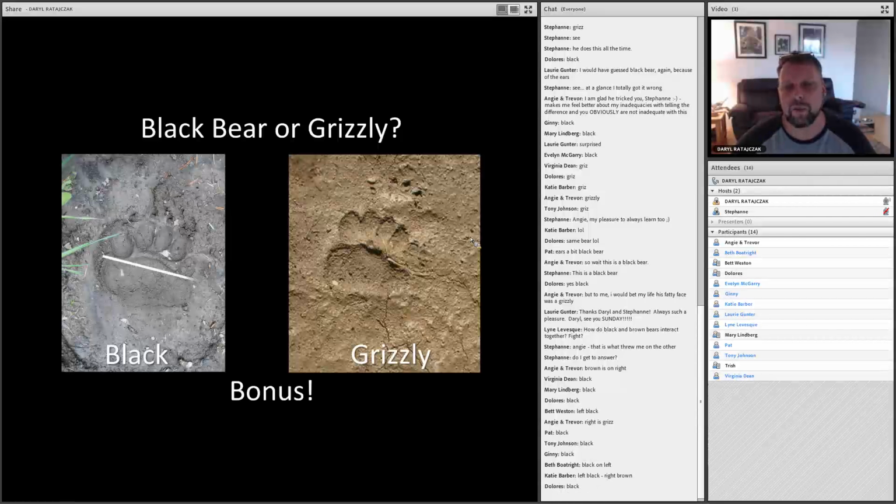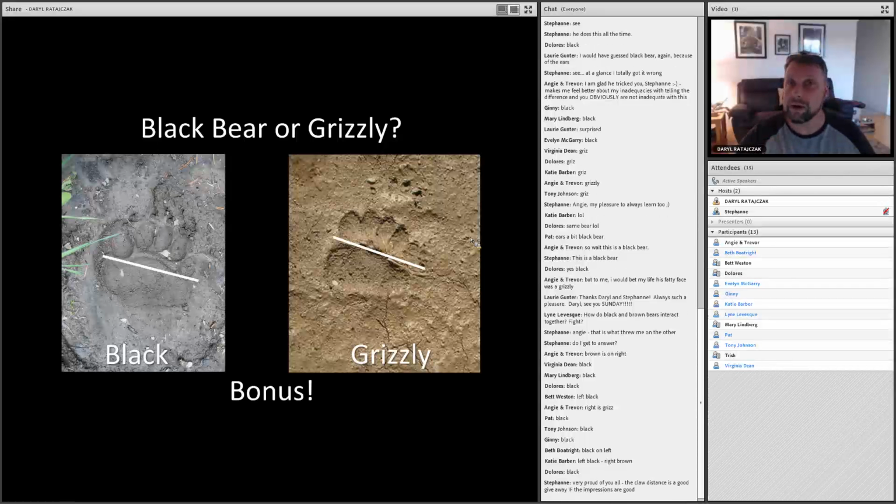The black bear, when you draw that line to capture all of his toes, that line is going to go through its main pad. You can't capture all the toes above that line. The grizzly, on the other hand, has those toes that almost form a line, and when you draw that line between the toes and the pad, it's almost separate. So, black bear on the left, grizzly track on the right.